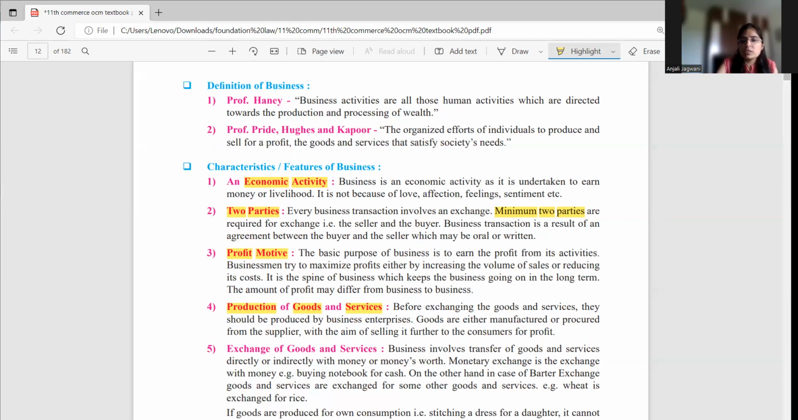Then the fifth feature is exchange of goods and services. Business involves transfer of goods and services directly or indirectly with money or money's worth.